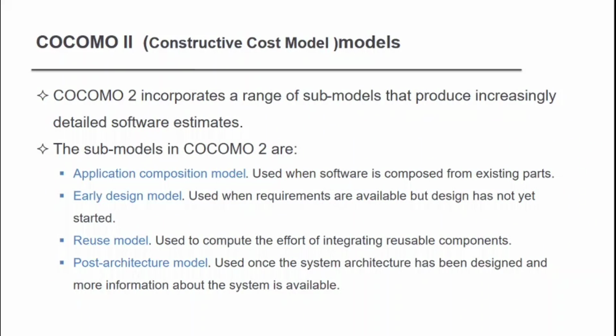So COCOMO II incorporates a range of submodels that produce increasingly detailed software estimates. The submodels in COCOMO II are the application composition model, early design model, reuse model, and post-architectural model. The application composition model is used when software is composed from existing parts. Okay, that is COCOMO II.